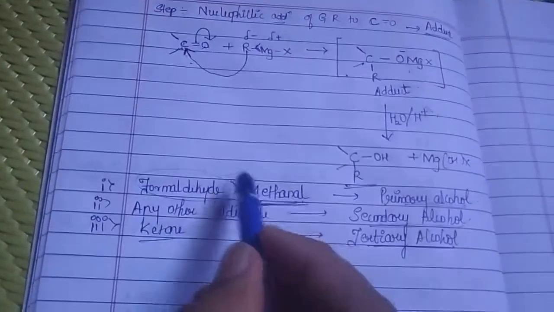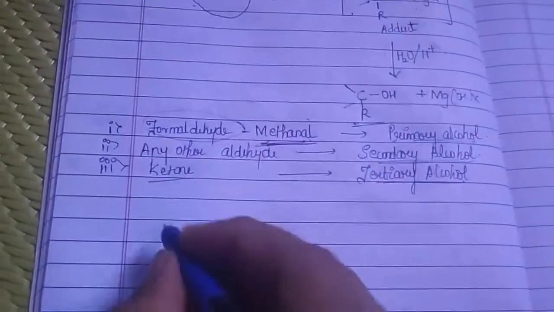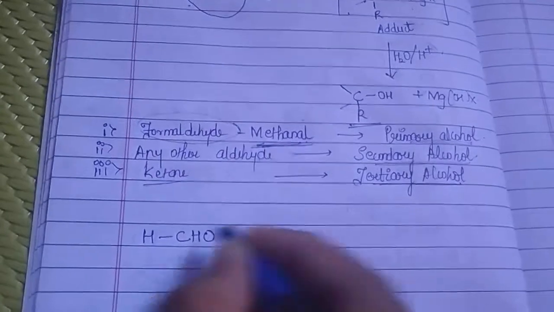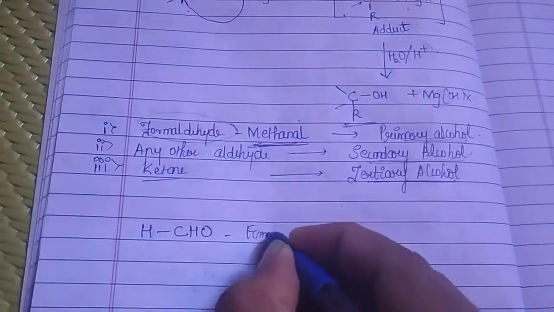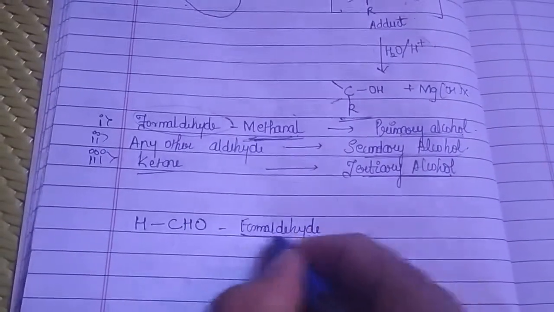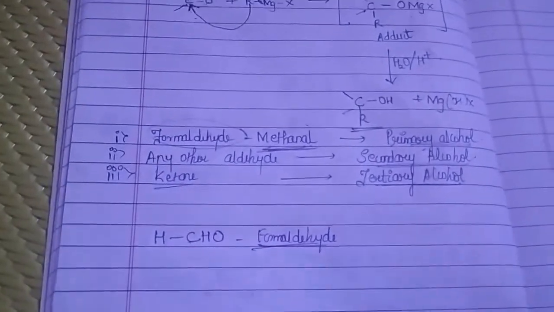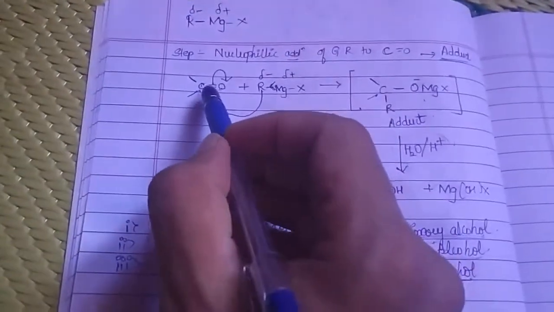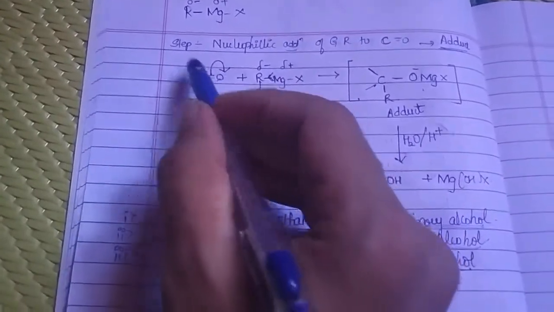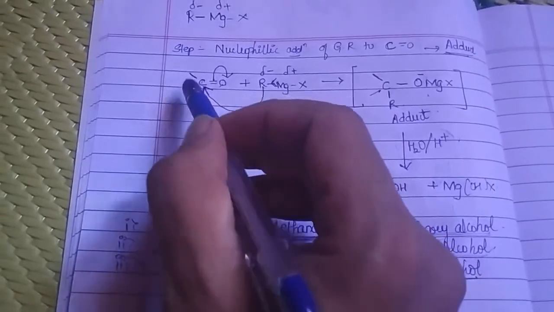So when I talk about formaldehyde or methanal, what will be the formula? It will be HCHO. This is your formaldehyde or methanal. Now let us check how it gives us a primary alcohol. Nothing you have to do, you just have to substitute the respective groups in these two positions, other than the carbonyl group.